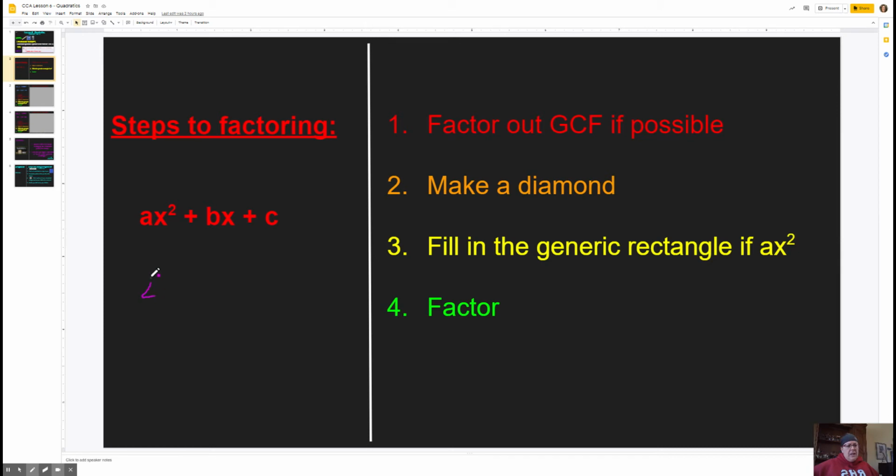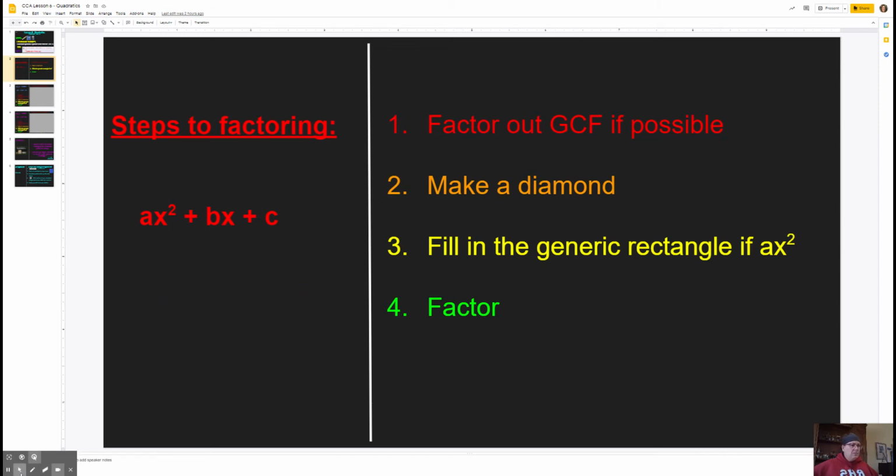Now, that greatest common factor has to be true for all 3 terms in the quadratic, meaning if you had something like 4x squared plus 12x minus 7, I know that 4 and 12 are both divisible by 4, but because 7 isn't, I'm not going to factor a 4 out. So that greatest common factor has to be there for all 3 terms in that quadratic expression.